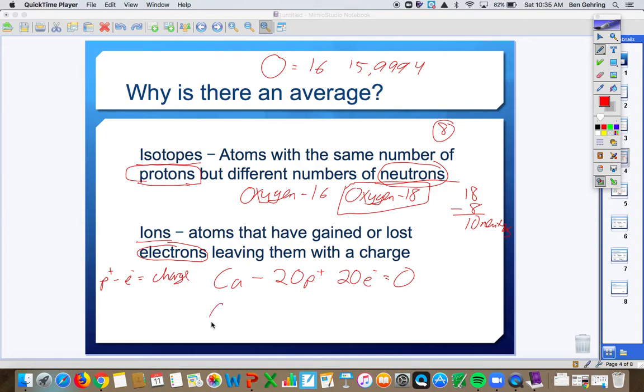If I have calcium with a positive 2 charge, how many protons and electrons do I have? And so because the atomic number is 20, I still have 20 protons. Because my charge is positive 2, I know that protons, 20, minus electrons, which I don't know, call it x, equals positive 2.